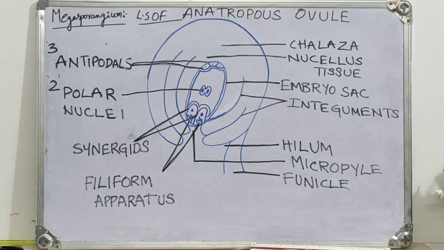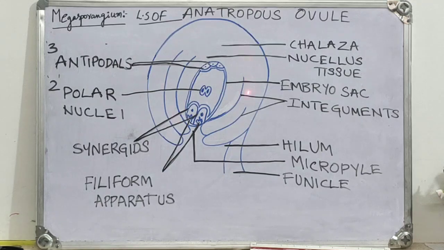In this embryo sac we will see the cells: these two are synergids and the middle two are polar nuclei. And here at the chalaza region, these three cells are the antipodal cells. This spacious portion of the ovule is called chalaza. The ovules will vary from flower to flower. But one more thing you have to remember is the embryo sac is at the center of the ovule.